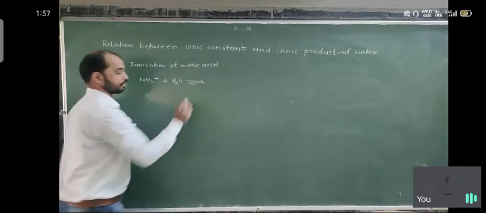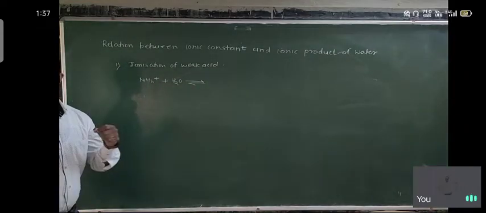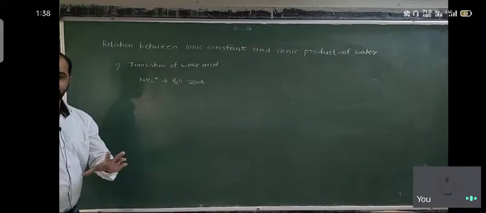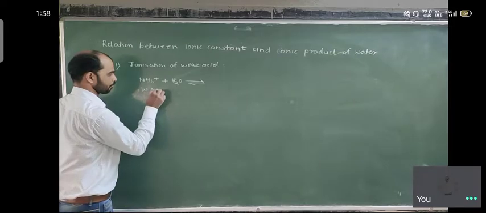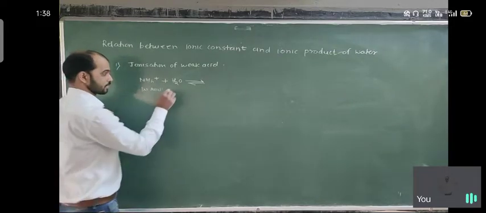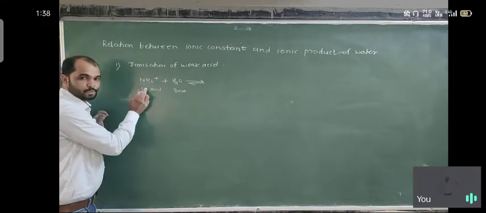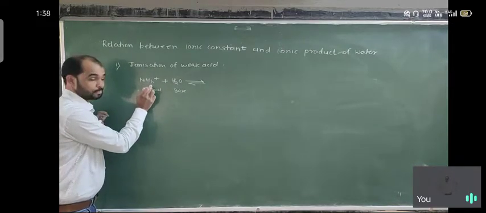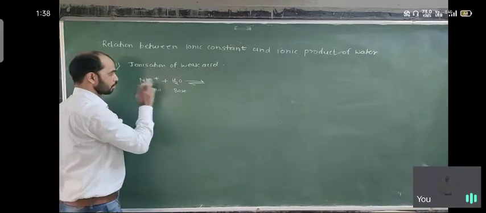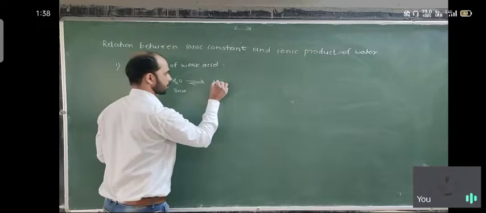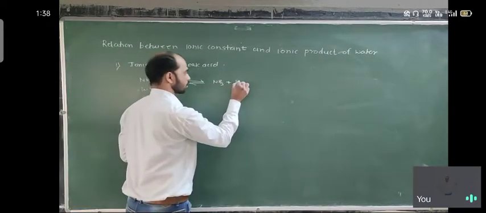So what happened here? I already told you water behaves as amphoteric in nature, meaning acid as well as base. So here if weak acid is present, water behaves as a base. Water behaves as a base. So water accepts the proton from the NH4 plus, which is able to donate the proton. So after donating the proton, the NH4 converts into NH3 and the H2O converts into H3O plus.